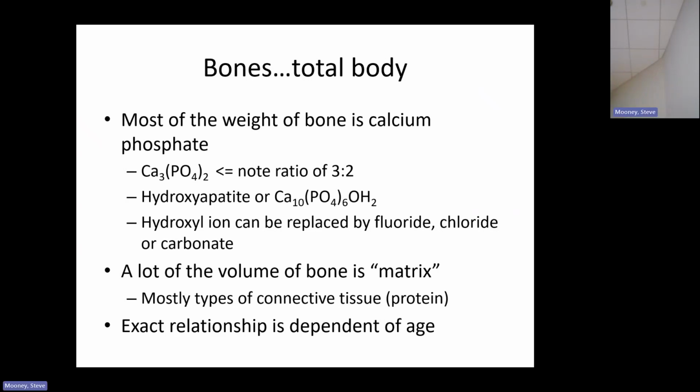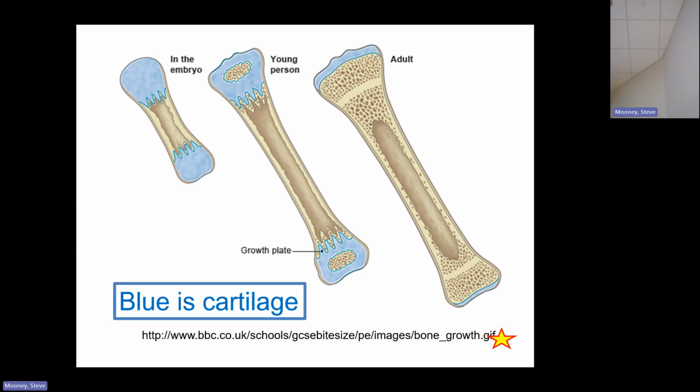The exact mixture or relationship between those two is very dependent on age. I think of kids running around all the time, bouncing off the ground, getting right back up. If I did that, I would break something. They have more matrix. They're more flexible in their bones than I am. I'm pretty well set, and I've got as little matrix as I'm going to have. Of course, as time goes by, I'll probably start losing that matrix and the calcium as well. So if we look at a cartoon of the relationship, we have a long bone cartoon here.